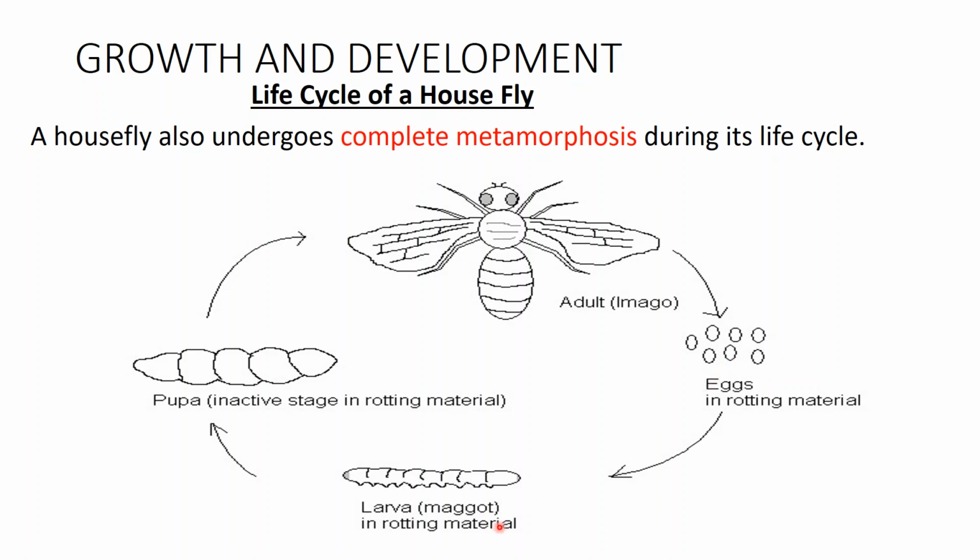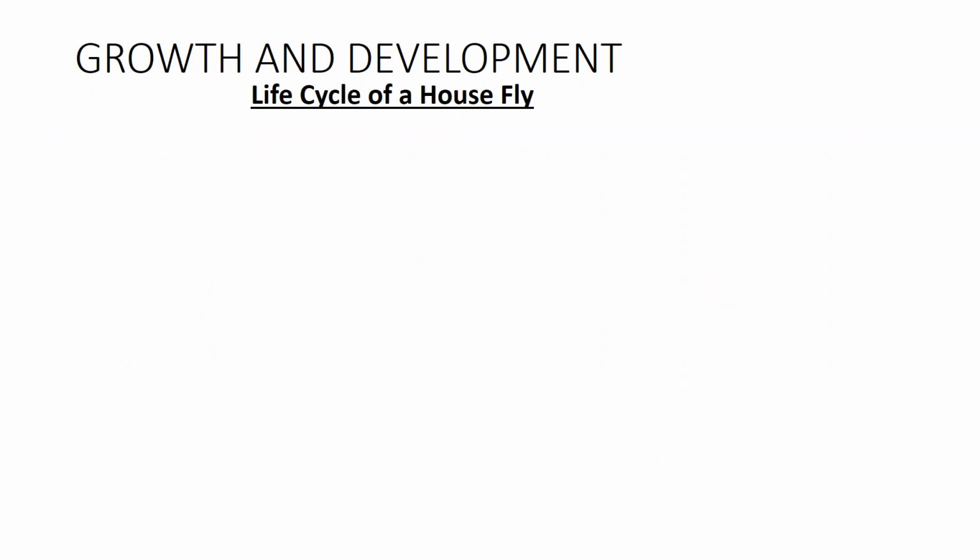Then we've got the larva, also called maggot, which is in rotting material and feeds on nutrients that are in the rotting material. Then there is a pupa again, which is inactive, in rotting material, also covered by a casing inside. That's where the living organism is, and later it develops into a housefly. So now we're going to go step by step on each stage, analyzing what happens there.